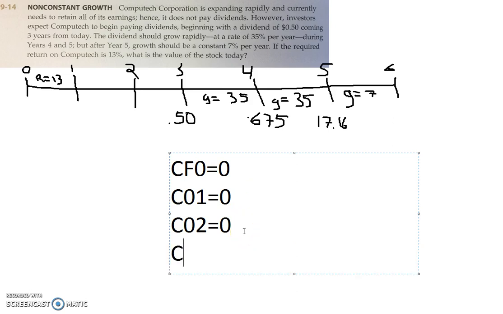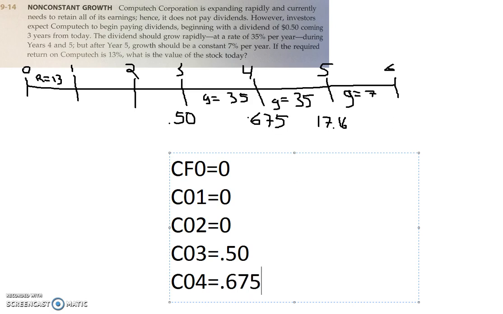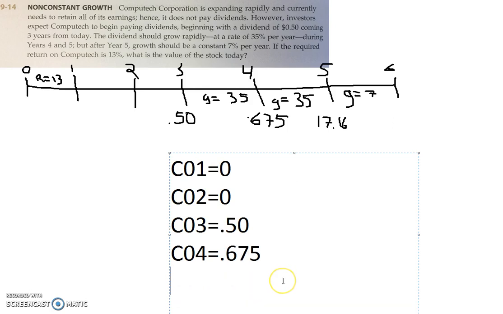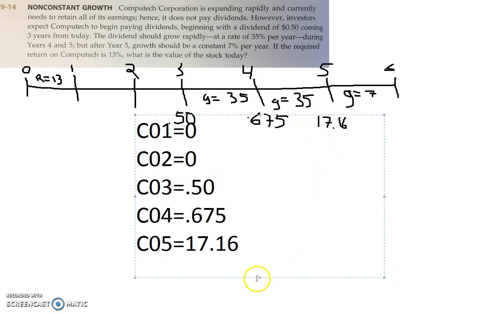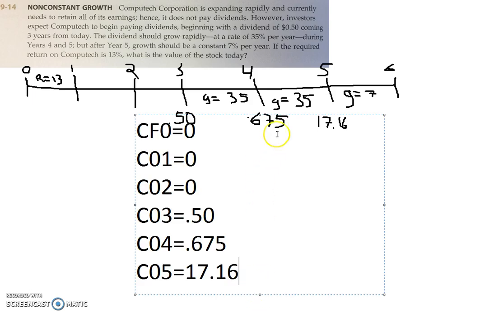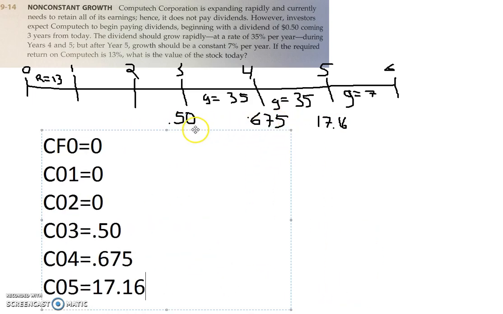Cash flow 3, CF3, is going to be 0.50. Cash flow 4 is going to be 0.675. And finally, cash flow 5, we're going to program that as $17.16. Okay, so that's what we're going to do. So there's our cash flows right there.